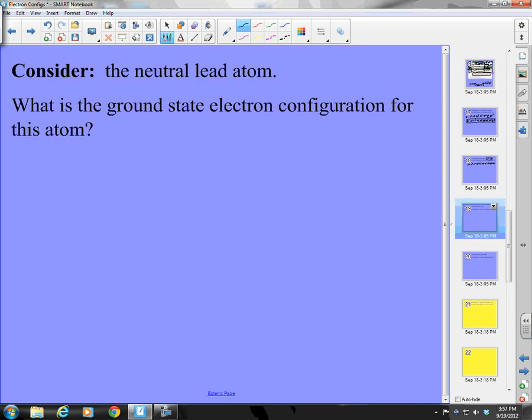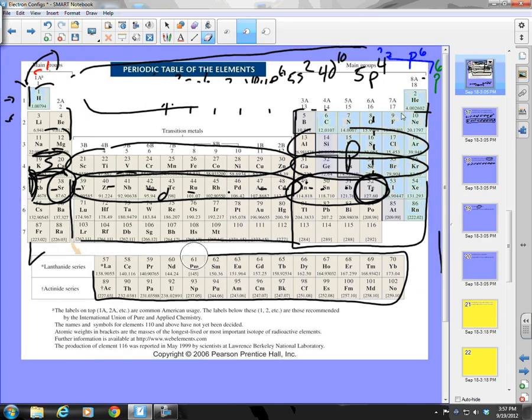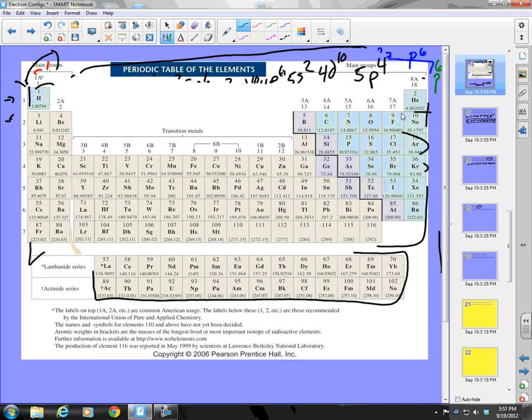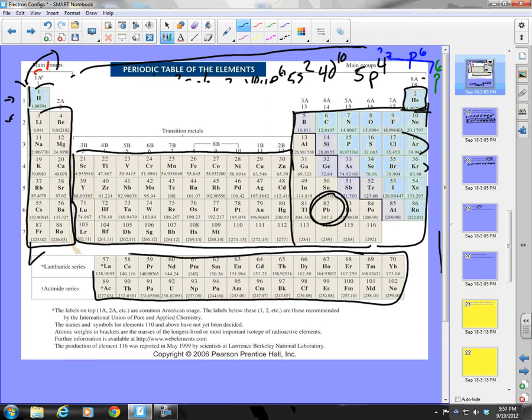Here we go. Consider lead. All right, lead. Where is lead? Lead is way over here. Let's clean this up a little bit. Lead. Here is lead right there. Okay, now what we have to understand about the periodic table is here, let's make this and let's make this. Oops, it goes like here, right? And we make our P block. There's part of my S block, and here's my F block, right?